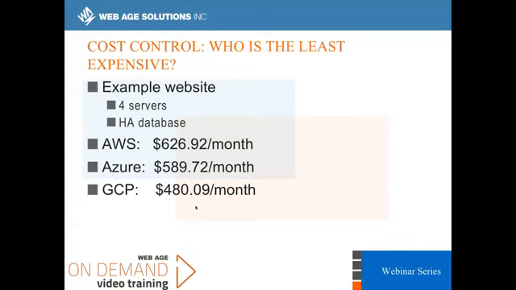The least expensive from just a simple stand up a thing is typically Google Cloud. So what I did here is I went to Amazon's total cost calculator, and I picked a scenario. And it came up with this price, $626. Then I went to Azure and duplicated the scenario in Azure, and then I did the same with Google. And you can see that Google is significantly less expensive.